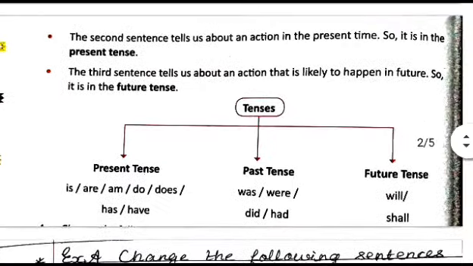Tenses: present tense, past tense and future tense. See, the verbs for present tense are is, are, am, do, does, has, have. For past tense, the verbs are was, were, did, had. For future tense, will or shall. So these are the verbs that are used in different tenses.